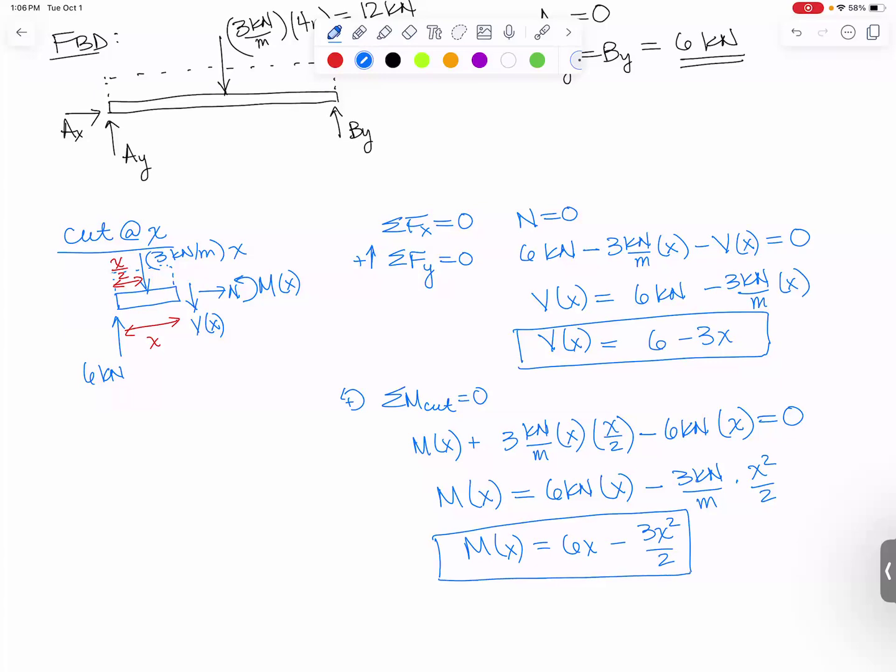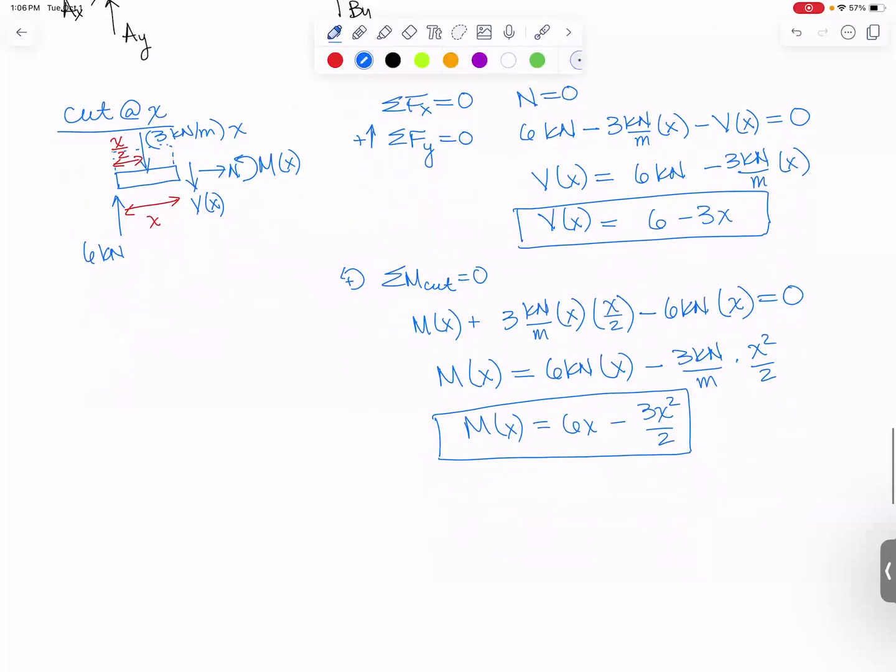And if anybody is saying, hold on, that V of X and that M of X equation sure look like they might be related by a nice calculus thing called the derivative. If I take this M of X equation, I take the derivative, I get the V of X equation. If you notice that, you would be absolutely right. We're going to use that in just a minute as a shortcut for drawing these.